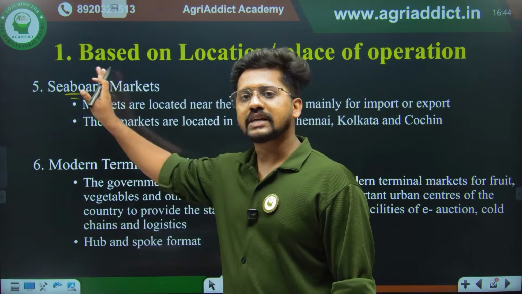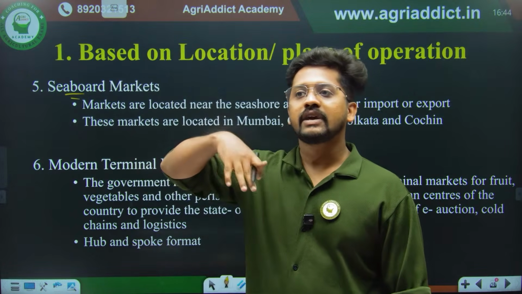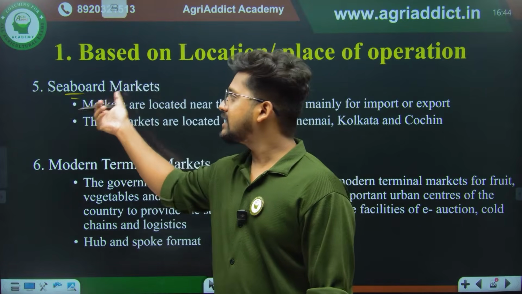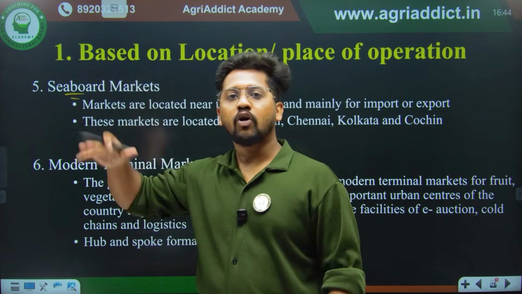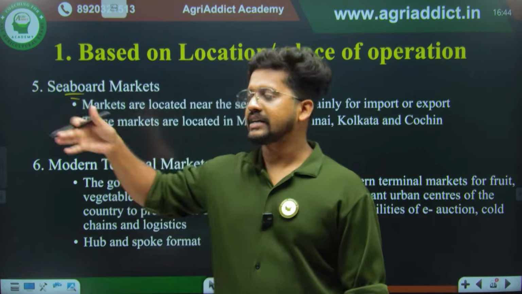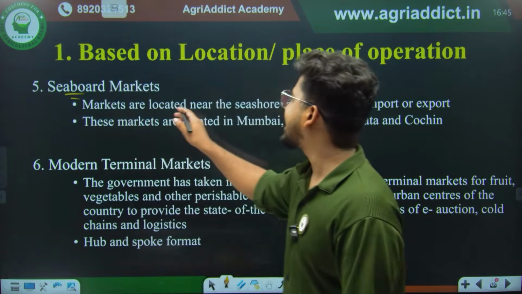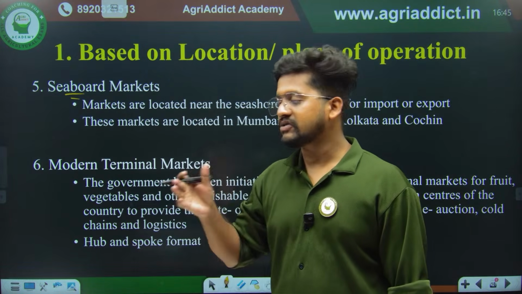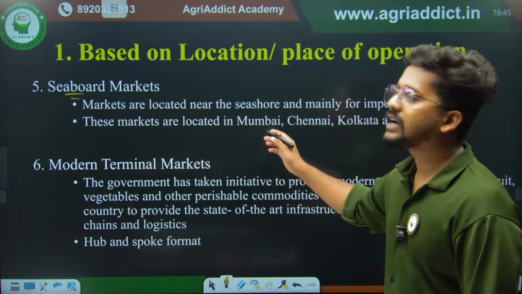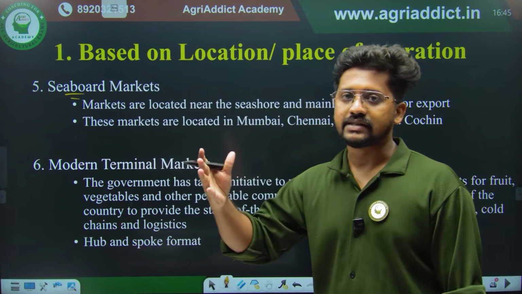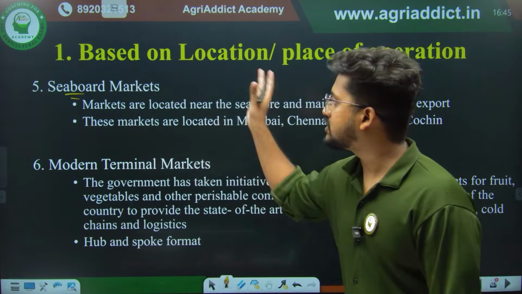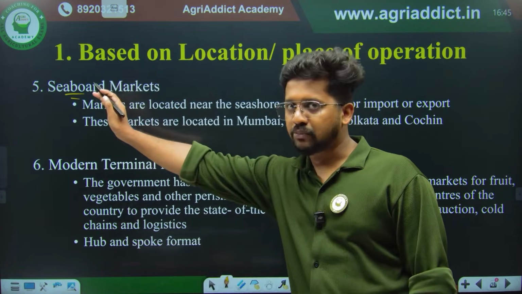It's more or less the terminal market, but in the terminal market we are terminating the assembling process and disposing it. Here in the seaboard market we are exporting it over the seas. Overseas marketing is happening. So seaboard markets are located near the seashore, and mainly for the import as well as the export. So these markets are located mostly in the port cities. Which are the port cities? Maybe Mumbai, Chennai, Kolkata, Cochin, such kind of port cities. You can see this seaboard market, seaboard, right?